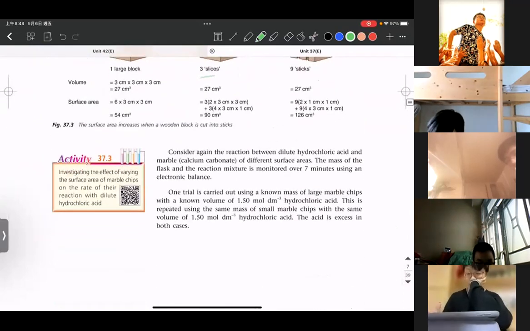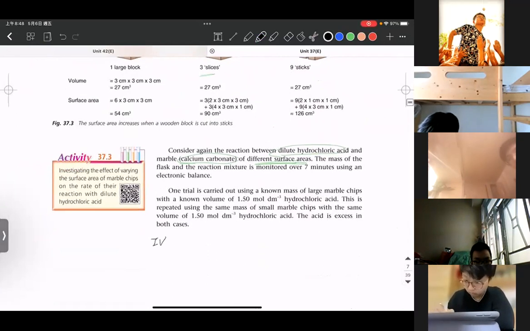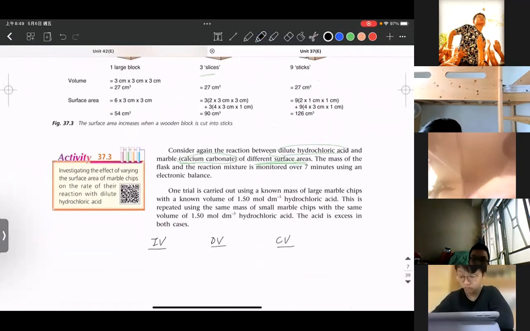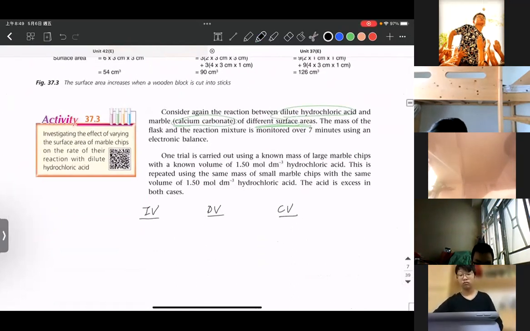Now we come to again. You are going to consider the reaction between dilute hydrochloric acid and marble, calcium carbonate. This time, I change it to different surface area. So let's have a recap of fair test. What is the change if I have an independent variable, dependent variable, and also control variable? Can you think of the concept of fair test now?